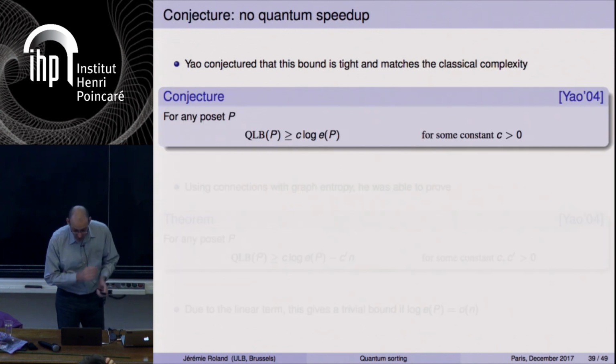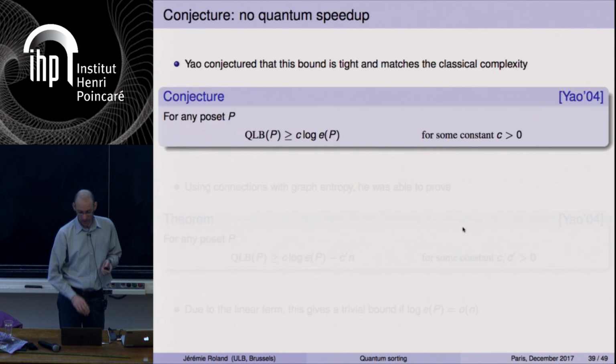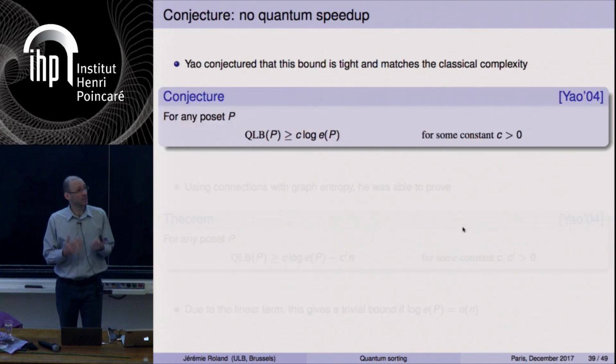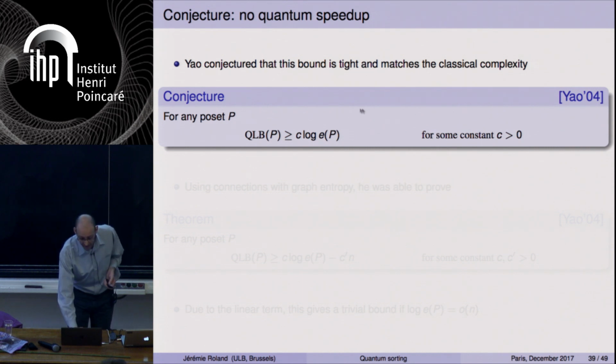So he conjectured that, so from now on I will call QLB this expression proved by Yao, and he conjectured that this is tight in the sense that this provides the same bound as for the classical algorithm, that we cannot get a quantum speedup. So he conjectured that QLB is at least C log E of P.